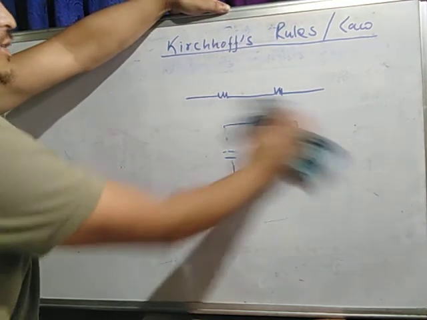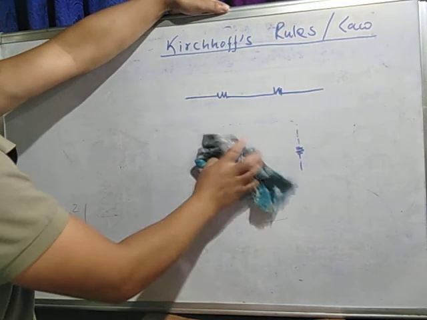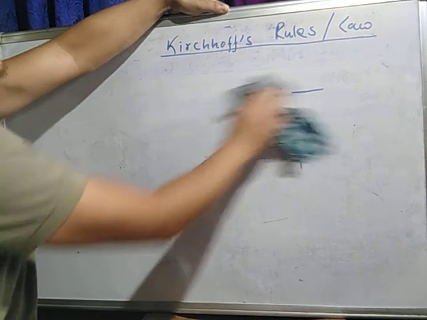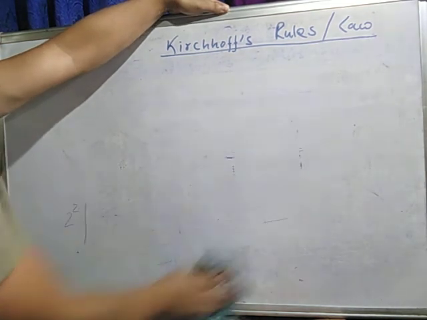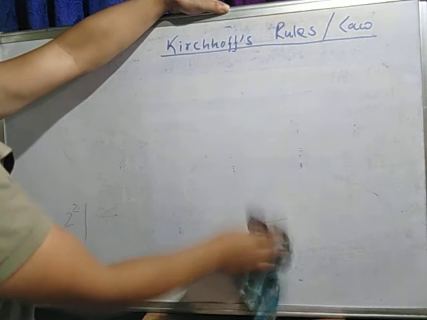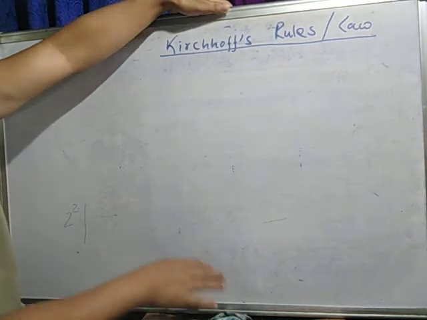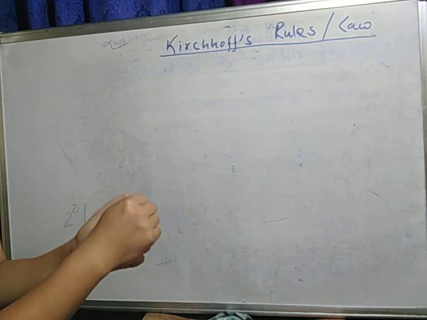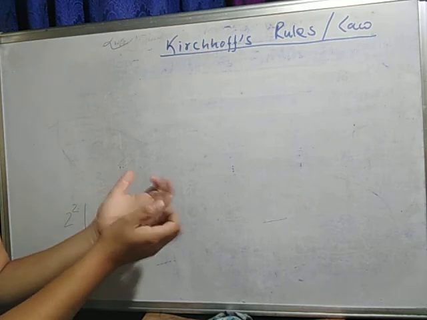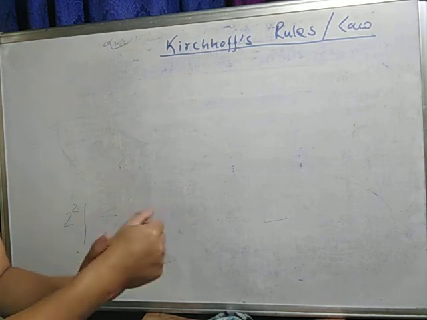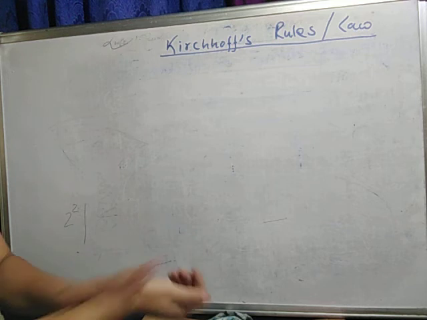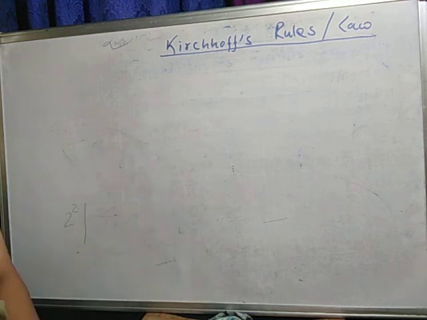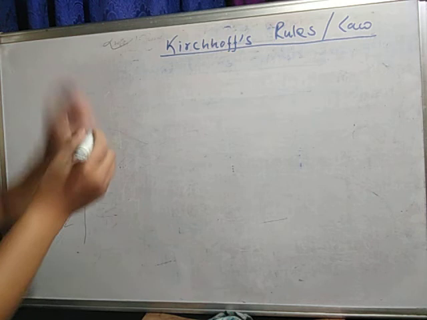To solve this type of circuit, this one is simple: in series, R1 plus R2; in parallel, 1 by R1 and so on. But if there is a complex circuit, then you won't be able to solve for whatever current, voltage, or resistor there is. So Kirchhoff made rules.